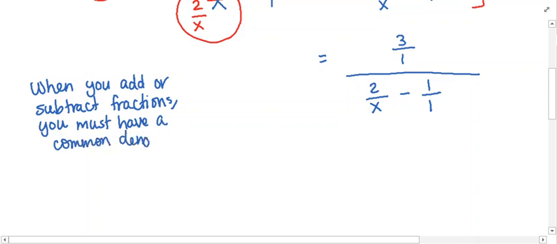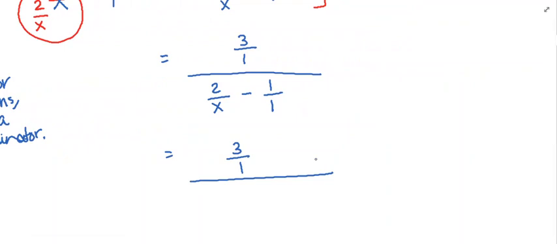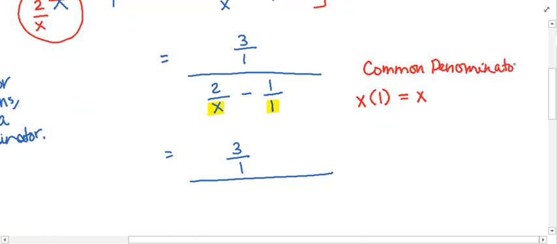All right, so let's work on the denominator here. We've got our numerator 3 over 1. In the bottom, I'm going to try to subtract these two fractions, but I need a common denominator. To get the common denominator, you need to take your denominators. The easiest way to come up with this, take your denominators and multiply them together. So the common denominator here is going to be x. 1 times x is x.